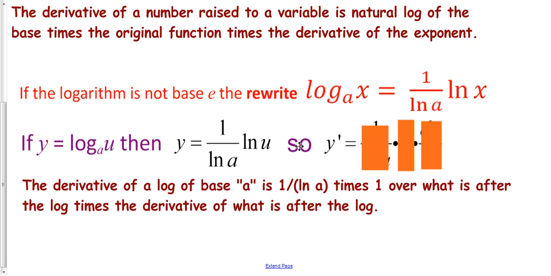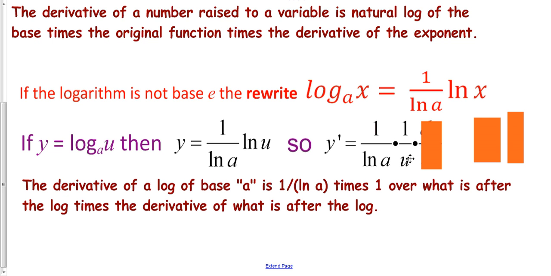So to do our derivative, well, this is just a number, so that's going to still hang out in front. Natural log, so we do the derivative of natural log, so that's just 1 over what's after the log. And then we're going to multiply it by the derivative of what was after the log. That's the du over dx. So whenever you're dealing with the derivative of a log other than base e, so if it's base a, you got to go 1 over the natural log of a, multiply it by 1 over what's after your log, because that's the derivative of your natural log, then multiply it by the derivative of what's after your log.